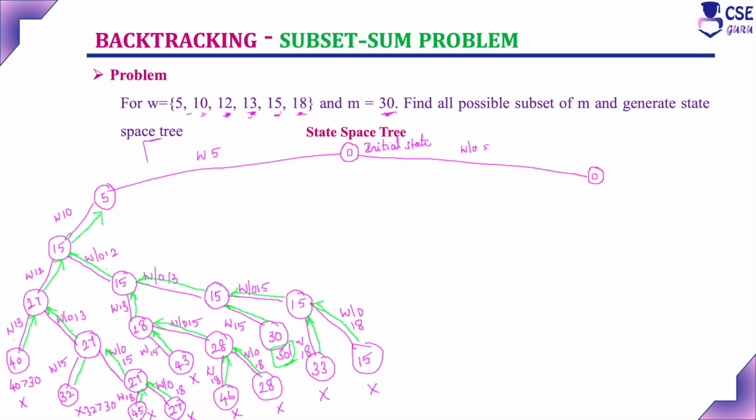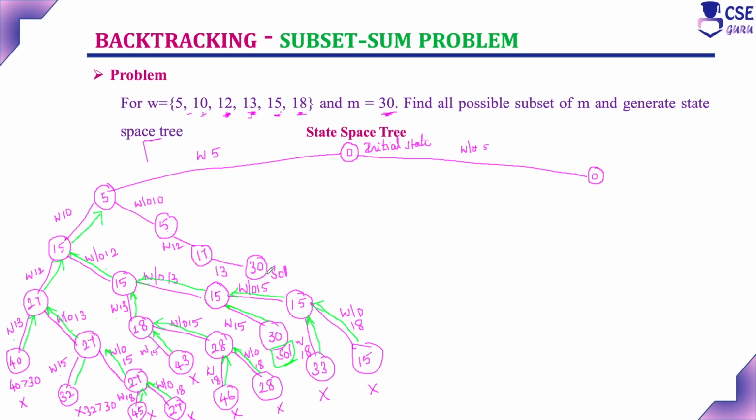And here with 10 we have considered. Without 10 we have to construct. So without 10, the value is 5 only. And next we need to consider all these elements in the next levels. So here with 12, 5 plus 12 is 17. And then with 13, 17 plus 13 is 30. And this is a solution. This is one more solution.